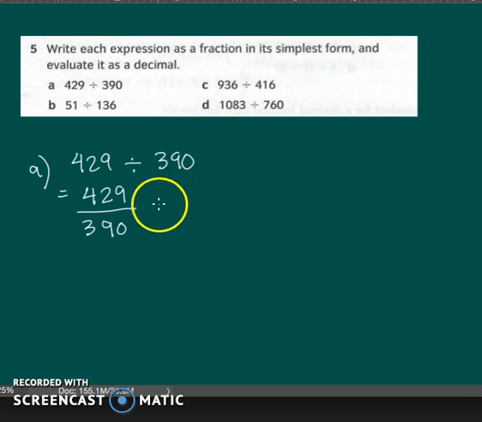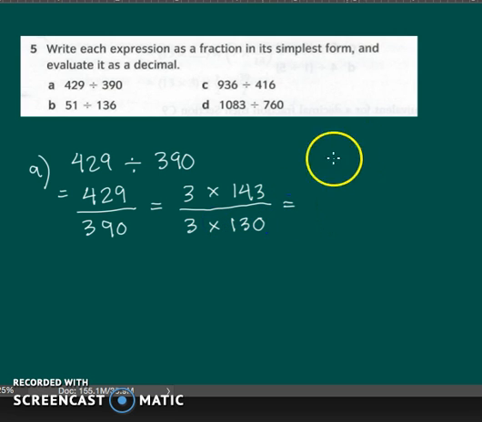So what are the common factors? I can figure out that both the numerator and the denominator are divisible by 3. So let's start there. So I can write this as 3 times 143, and the denominator I can write as 3 times 130. Are we done?